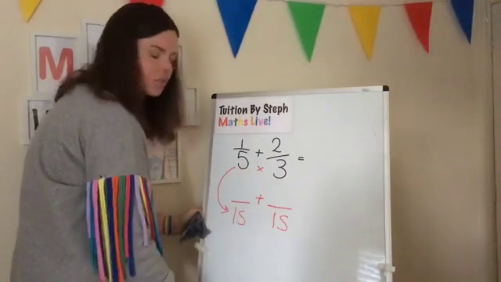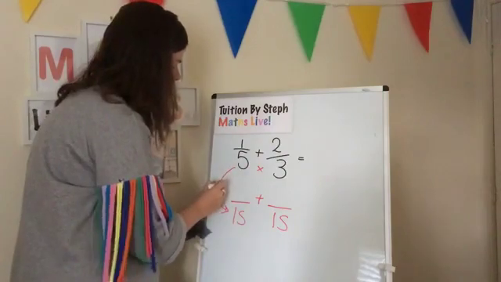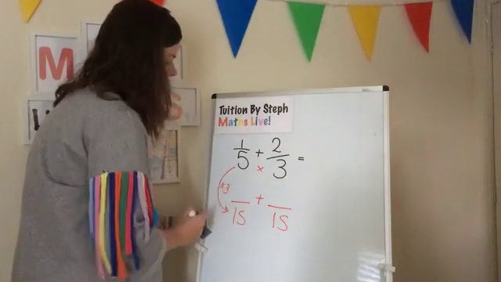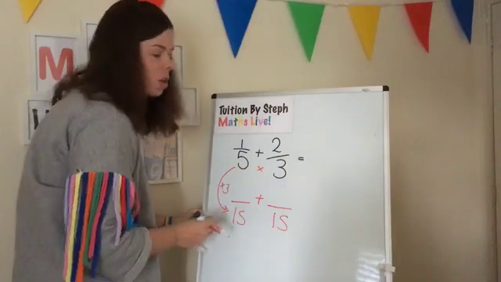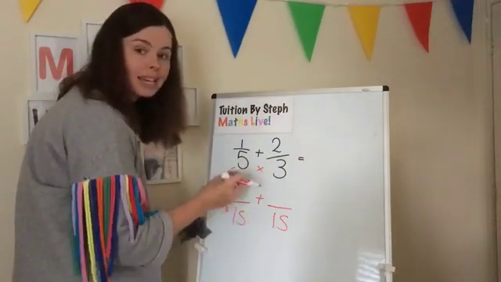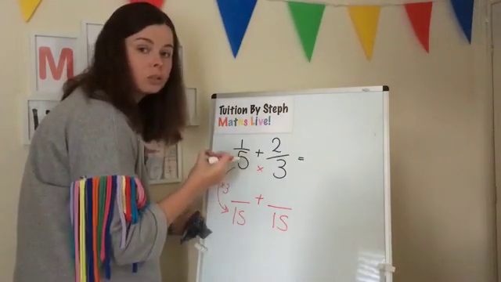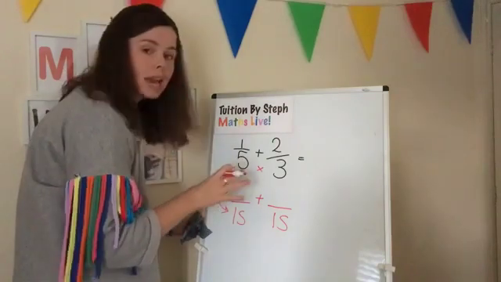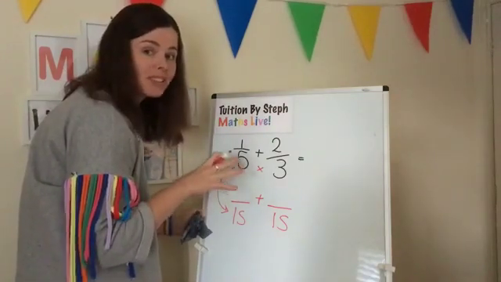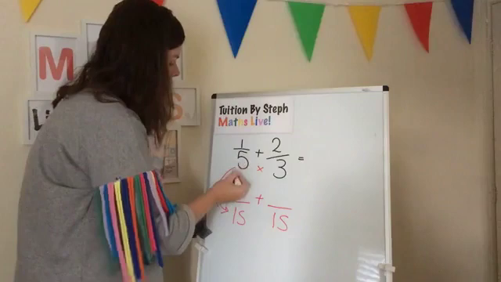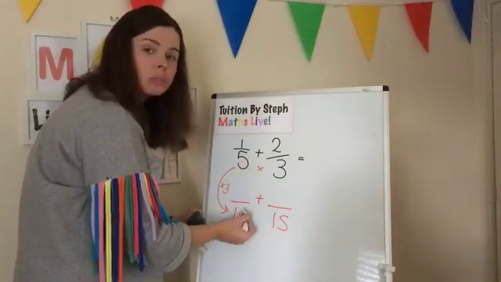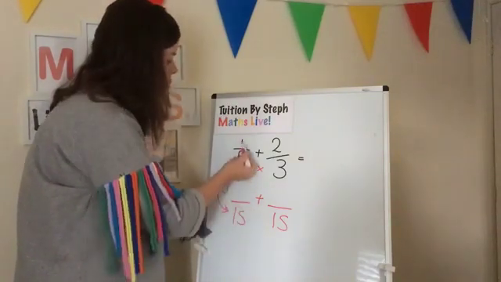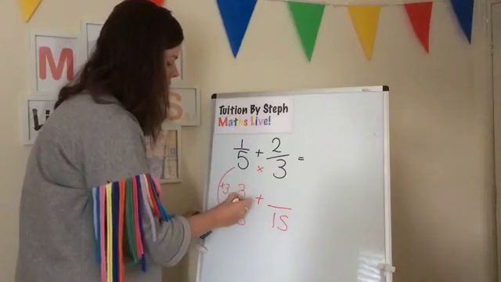Right, what did you do to 5 to make it into 15? What did you times 5 by to make it into 15? You times it by 3. When you're changing these fractions, again, you need to multiply or divide. We can only add and subtract when everything is already the same. 5 times 3 is 15. Whatever you do to the bottom of a fraction, you do to the top. So 1 times 3 is 3.